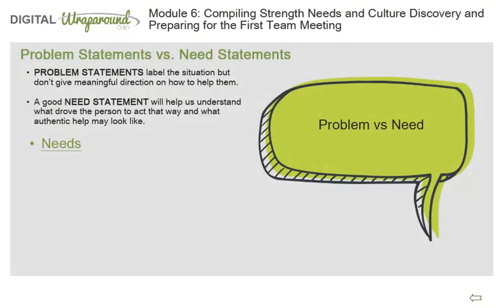Problem statements label the situation, such as "Jerry is oppositional" or "Miss Smith is depressed," but they do not give meaningful direction as to how to help them. A good need statement will help us understand what drove the person to act that way and what authentic help may look like. A need for Jerry may be, "Jerry needs to feel he has some choice over his life."